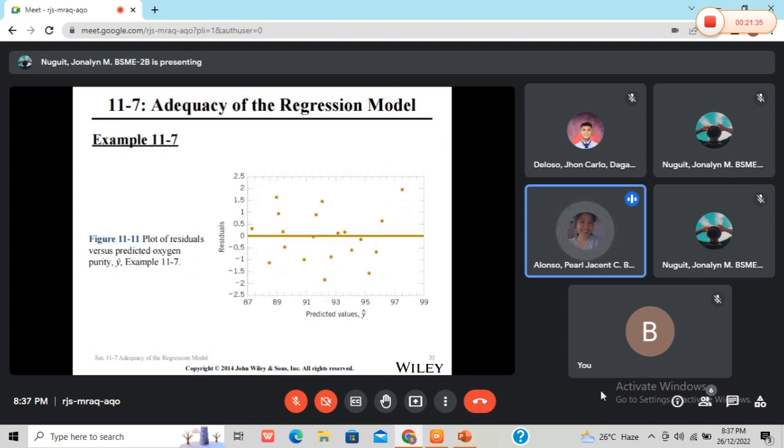In this figure, we can see that the residuals are also plotted against the predicted value and against the hydrocarbon levels x sub i in figure 11-12. Therefore, these plots do not indicate any serious model inadequacies. So that's all for my report. The next reporter will continue the discussion of the remaining topics. Thank you.